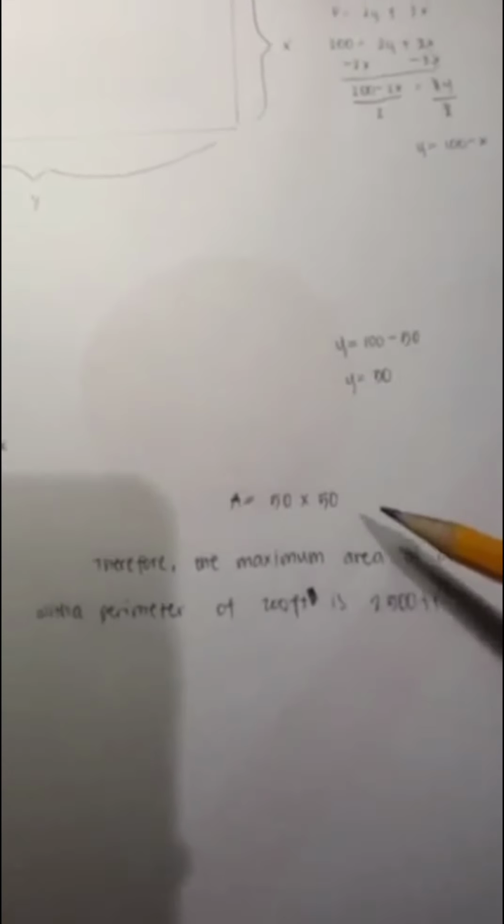From there, we can directly determine the maximum area of a rectangle with a perimeter of 200 feet. By getting that, the area is equal to 50 times 50, and it gets 2,500 feet squared. Therefore, I conclude that the maximum area of a rectangle with a perimeter of 200 feet is 2,500 feet squared. Thank you.